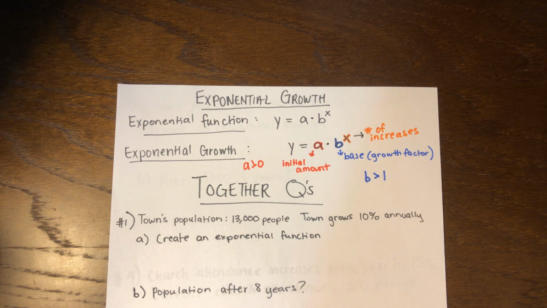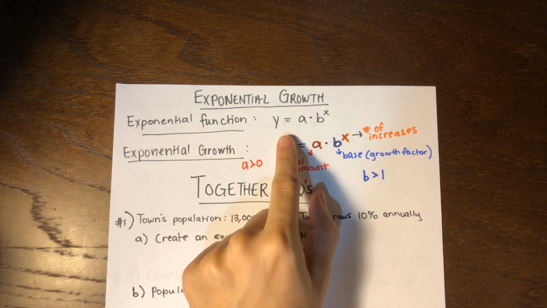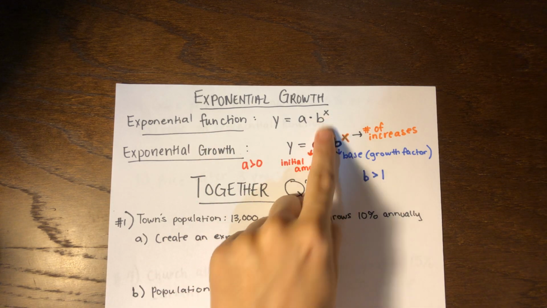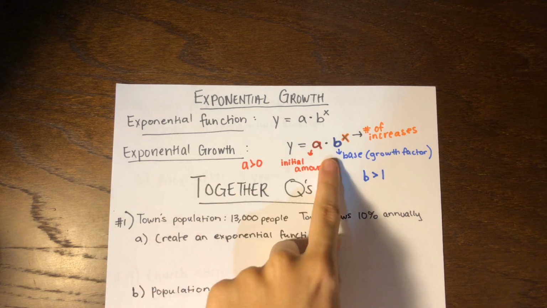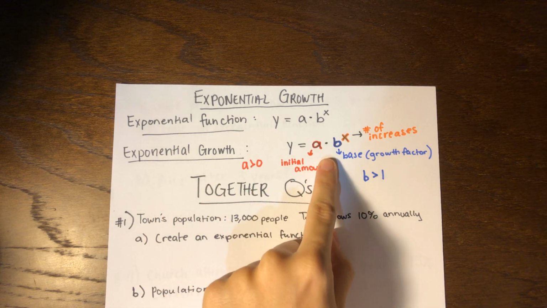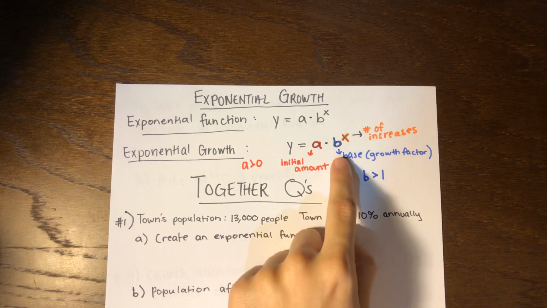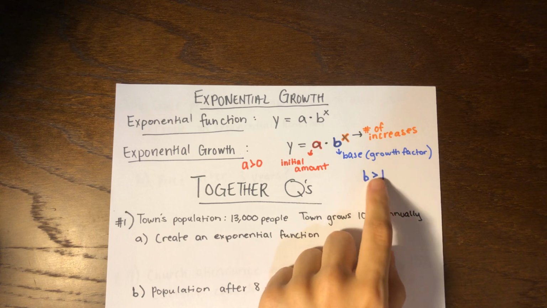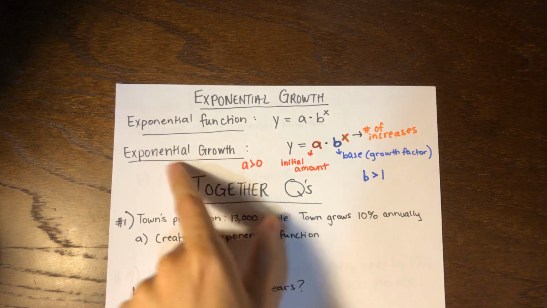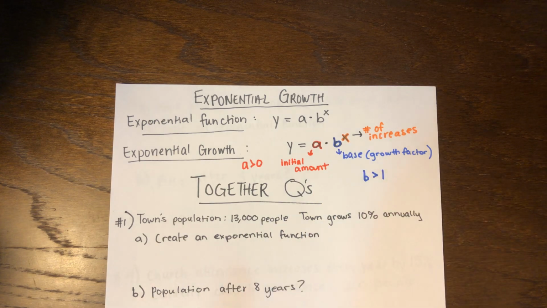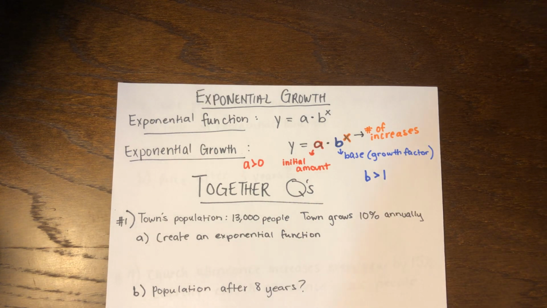Hey guys, last week you ended your week on exponential functions, and today we're going to continue exponential functions, but we're going to be focusing on exponential growth. Last time we learned that the exponential function was y equals a times b to the x. When it comes to exponential growth, it's the same function, but a is the initial amount, and it's going to be greater than 0. B is our base, or our growth factor, and it needs to be greater than 1 to be an exponential growth. And x is the number of increases, mainly years. Okay, so let's do some problems together.